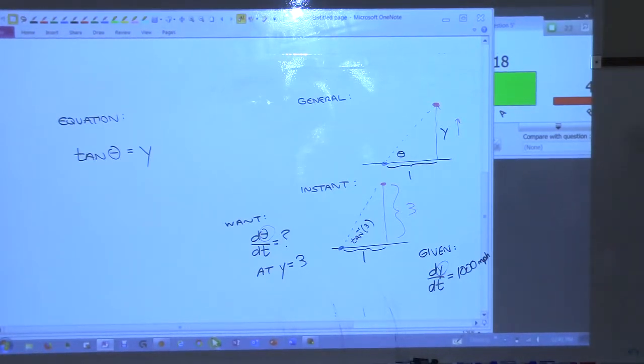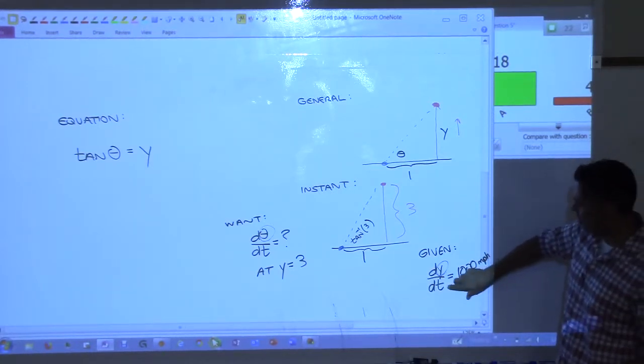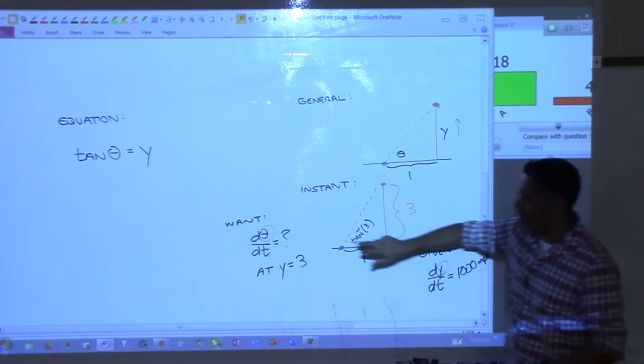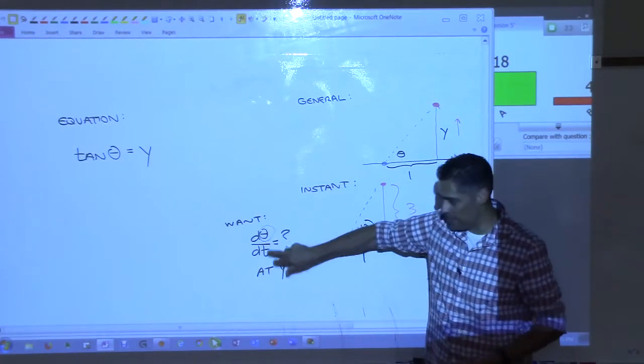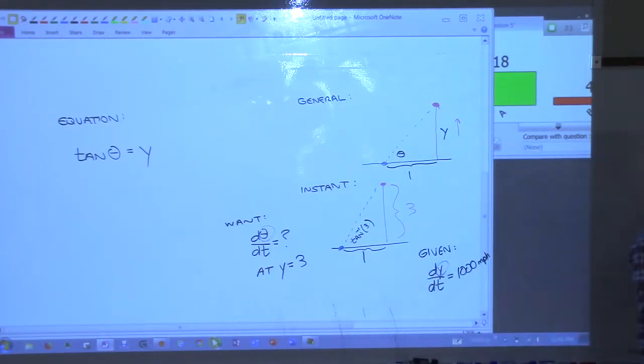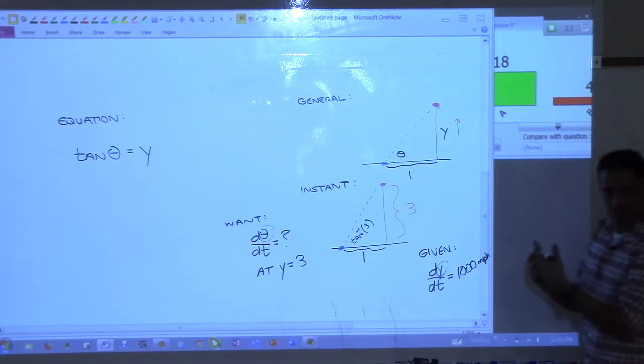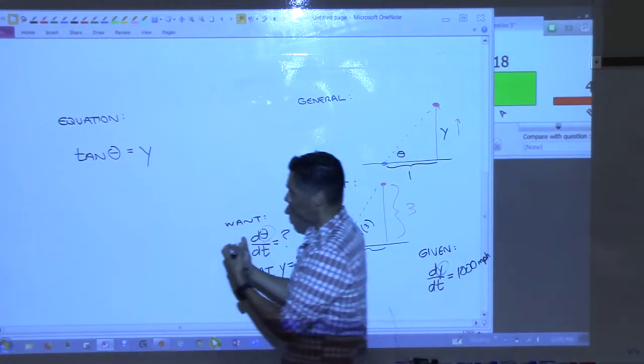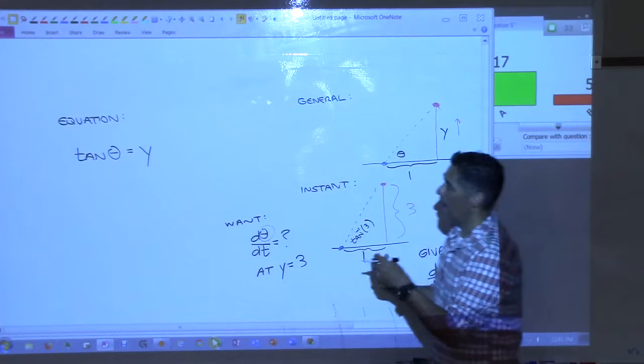Now, what do you do once you have an equation? Take the derivative with respect to time, right? Because we know dy dt. We want d theta dt. We want to know how these variables are changing with respect to time. So we differentiate with respect to time. Yes? Okay.